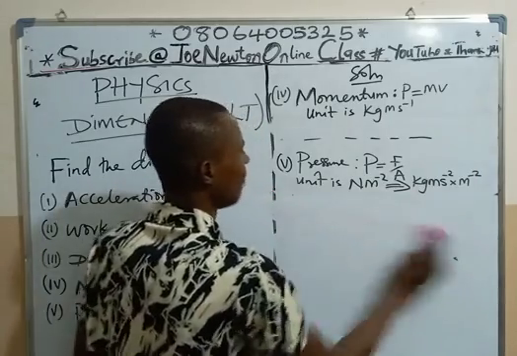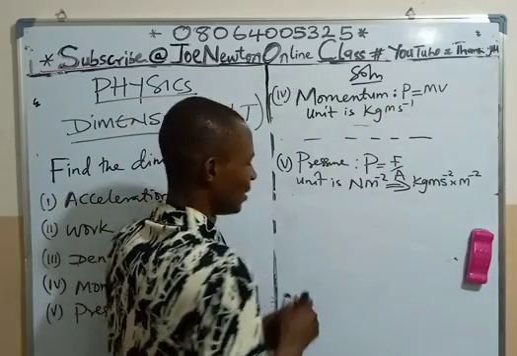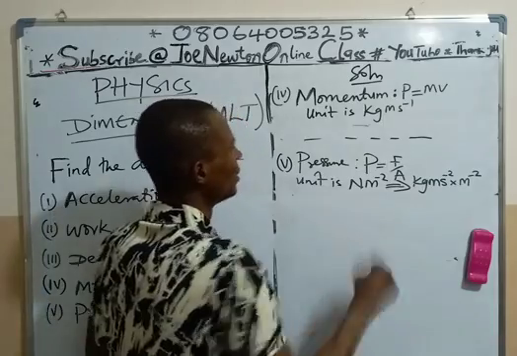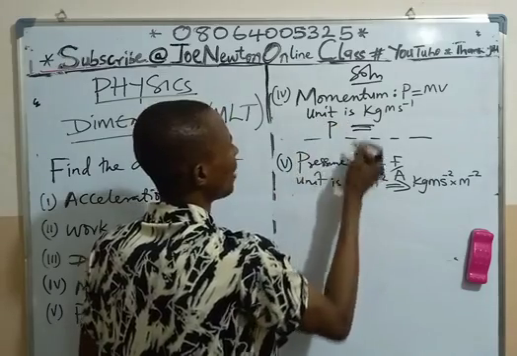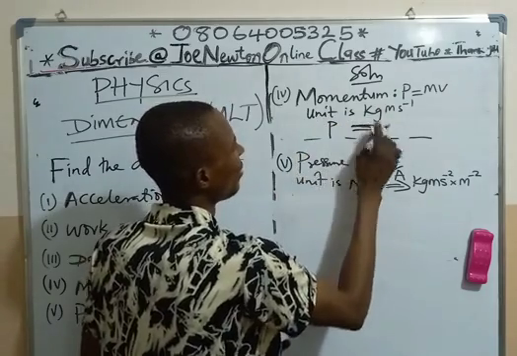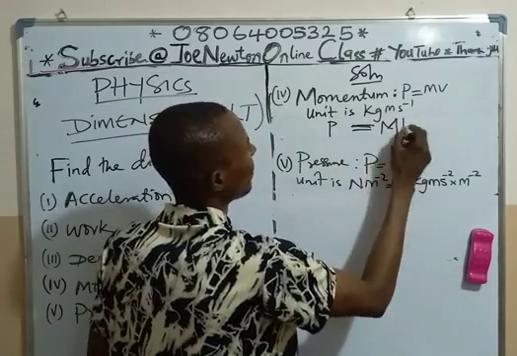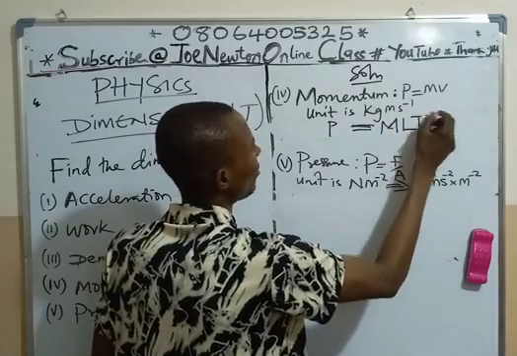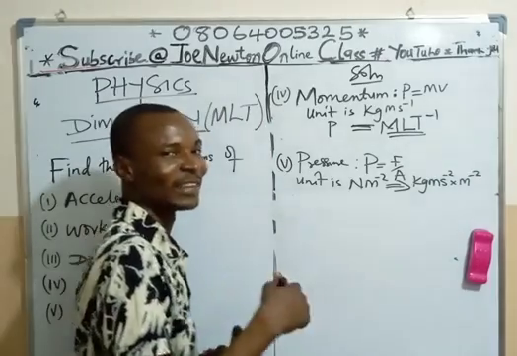Okay, let me finish it up. For this one quickly, it is not difficult. For momentum, particle momentum, kilogram is mass, meter is L, time is T raised to power minus 1. Very simple. Let me finish it for you. I'll still give you a task.